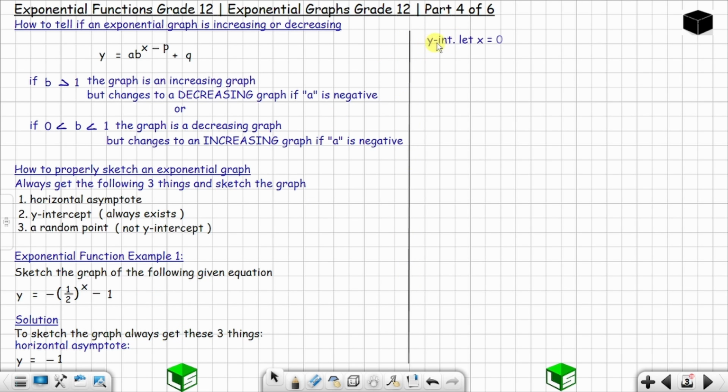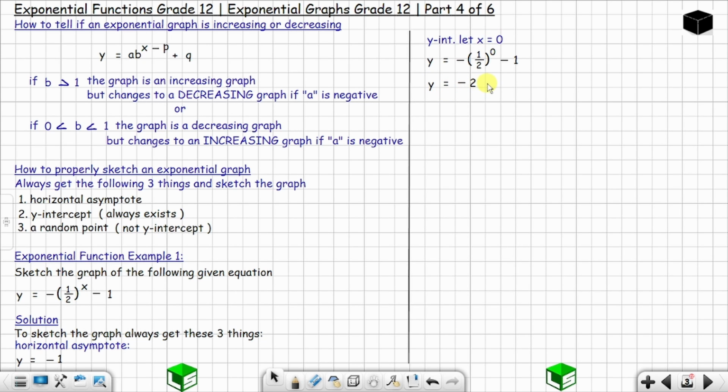Now, to get the y-intercept, you let x equal to 0. So y is equal to negative, in brackets, 1 over 2 to the power of x. You let x equal to 0, so to the power of 0, and then minus 1. Anything to the power of 0 is 1. So you have minus 1 and minus 1, which is minus 2. So the y-intercept is at y is equal to -2.